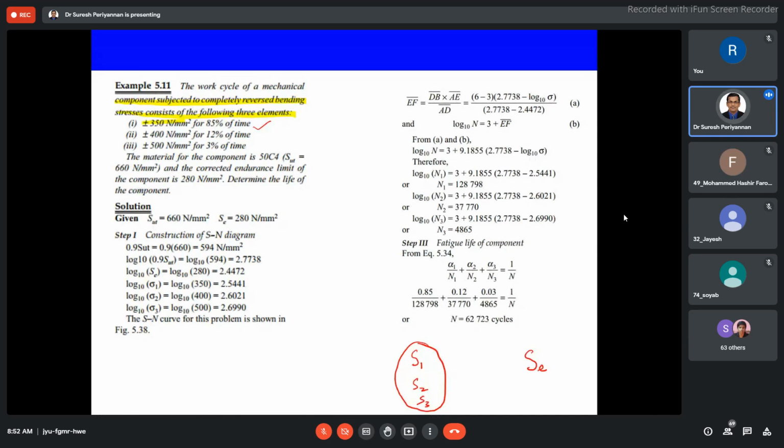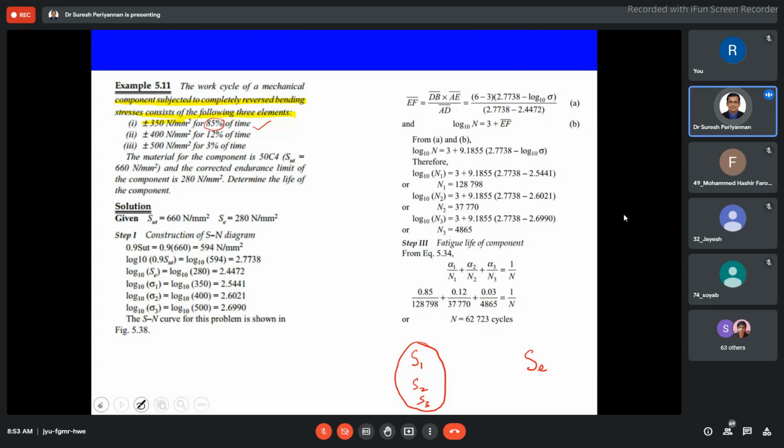0.85 for 80% of the time. 80% of the time, this is given. This is alpha, 85%. Now, 400 Newton per mm squared for 12% of the total time. 12% of the time. Okay, now come to this. This is our alpha, that's what I put earlier.